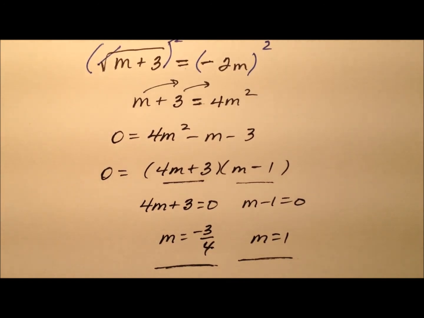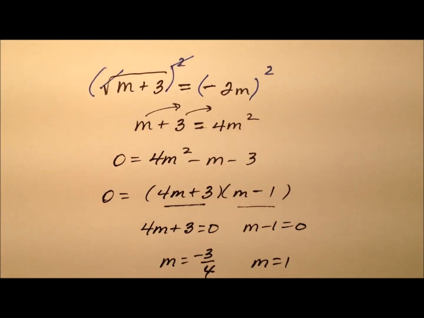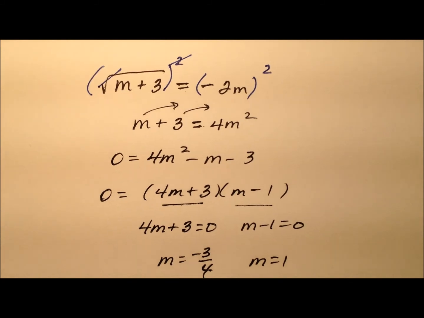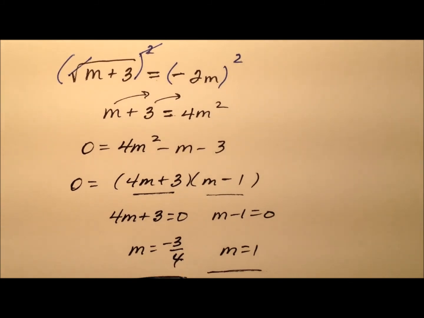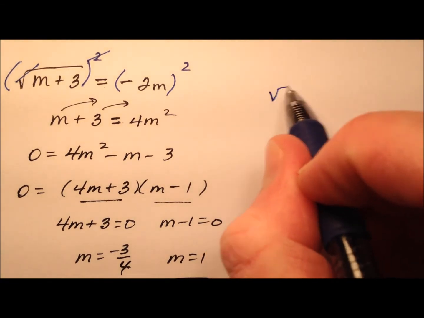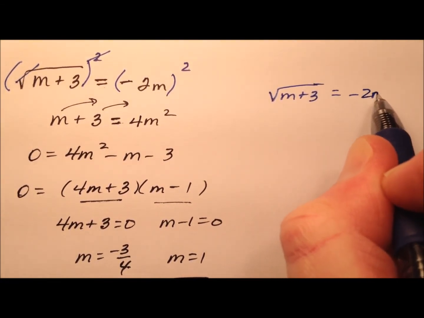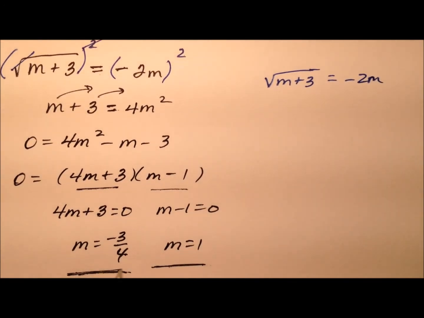And remember, I say possible solutions because when we squared both sides up here, we opened ourselves up to the possibility of having some extraneous solutions. So we need to plug both of these values back into the original equation and ensure that they work. So I'll move over a little. So we have the square root of m plus 3, and that equals negative 2m. So let's start with the negative 3/4.